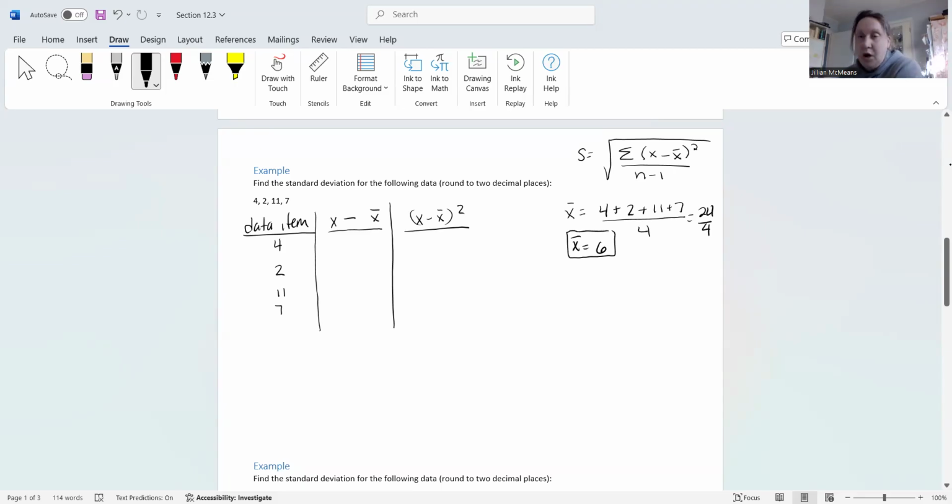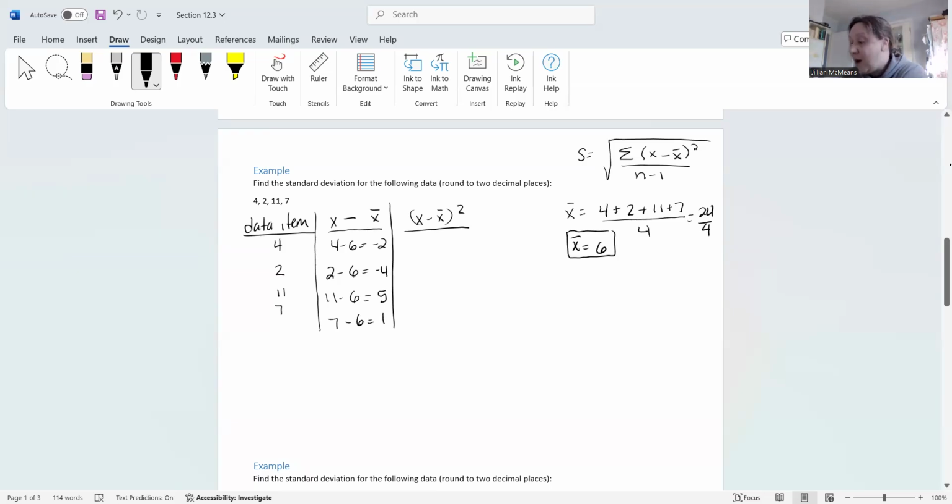Now we're going to go through each data item, and I'm going to first just subtract the mean. My first data item is 4. I subtract the mean of 6, and I get -2. My second data item is 2. I subtract the mean, and I get -4. Third data item is 11. I subtract 6, the mean, and I get 5. And the fourth data item is 7. I subtract the mean of 6, and I get 1.